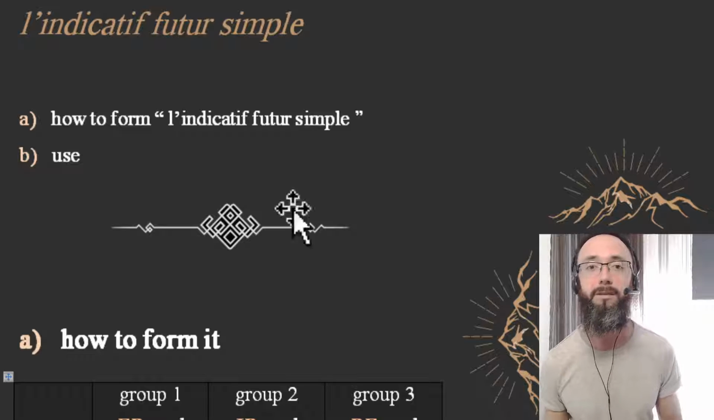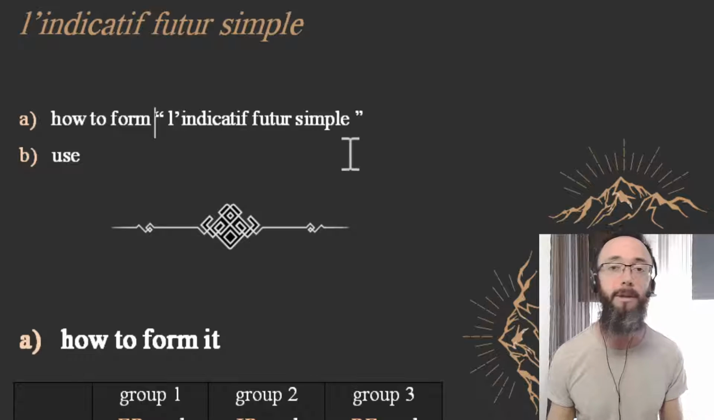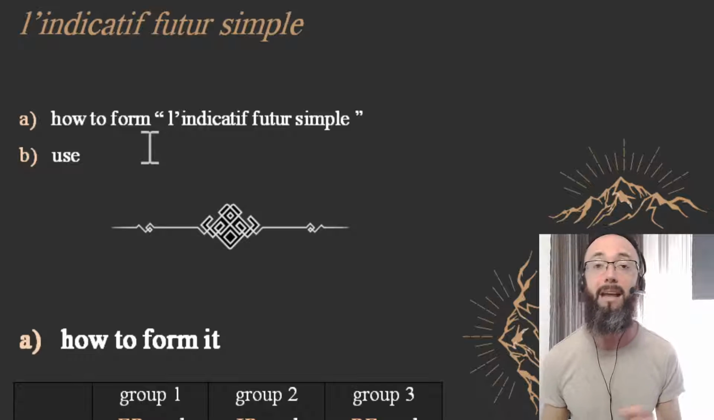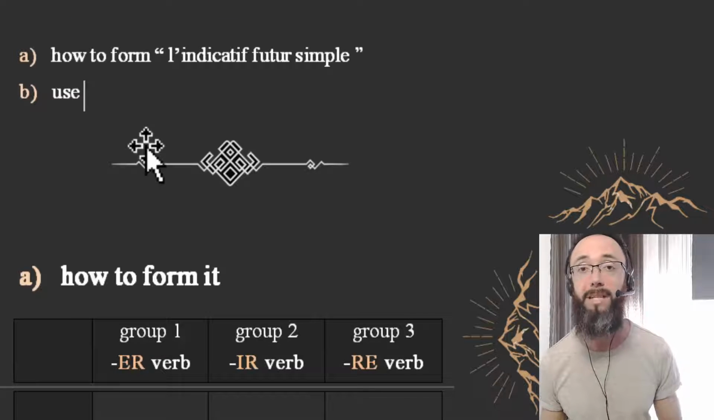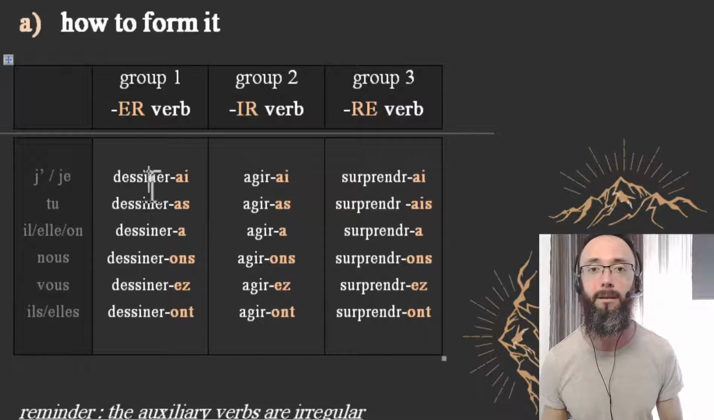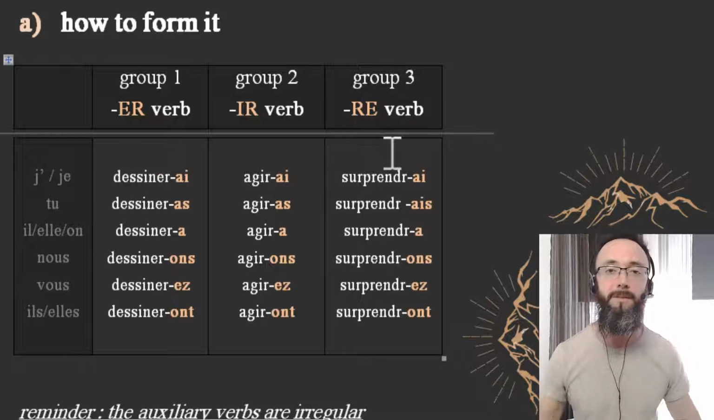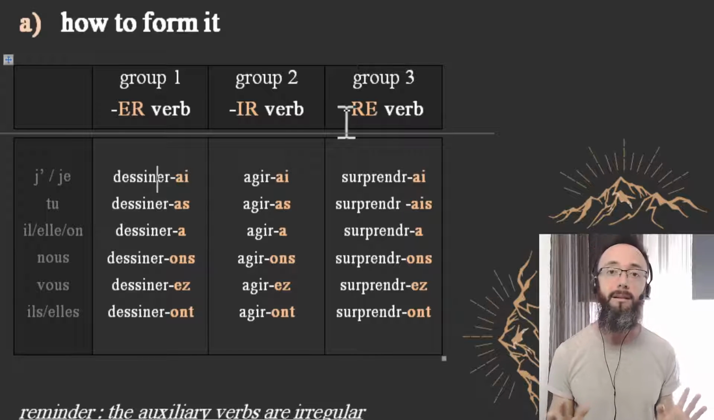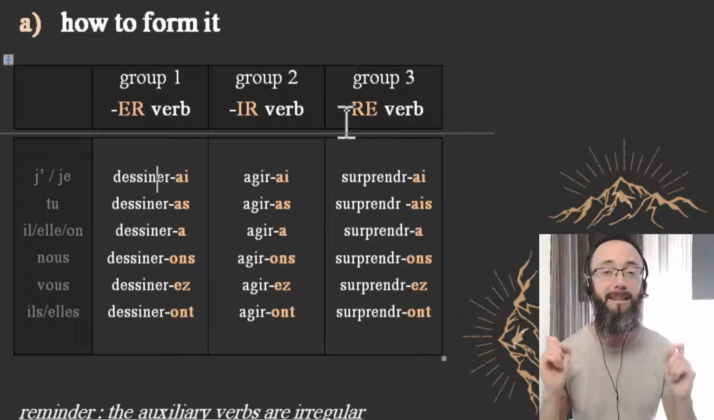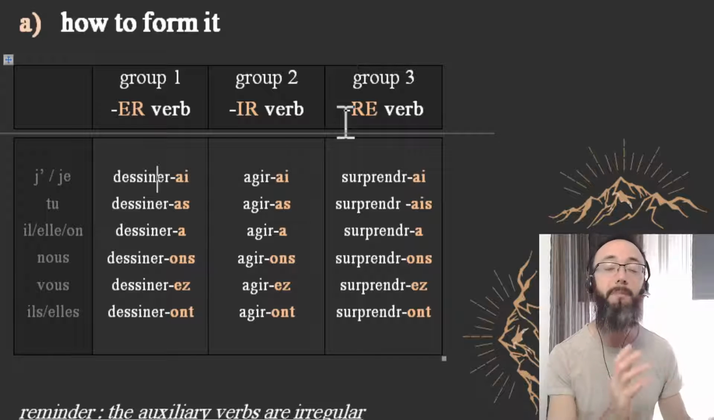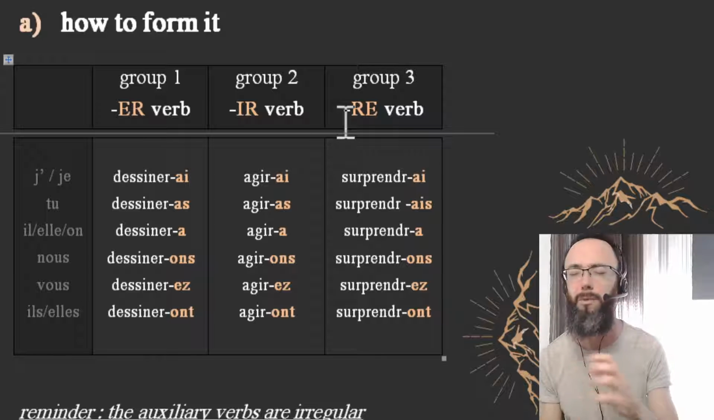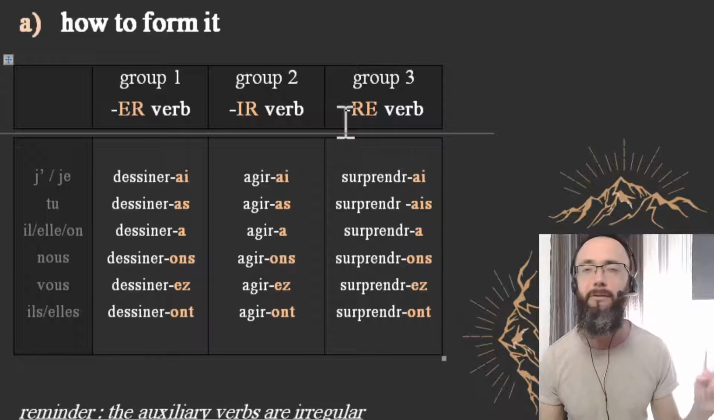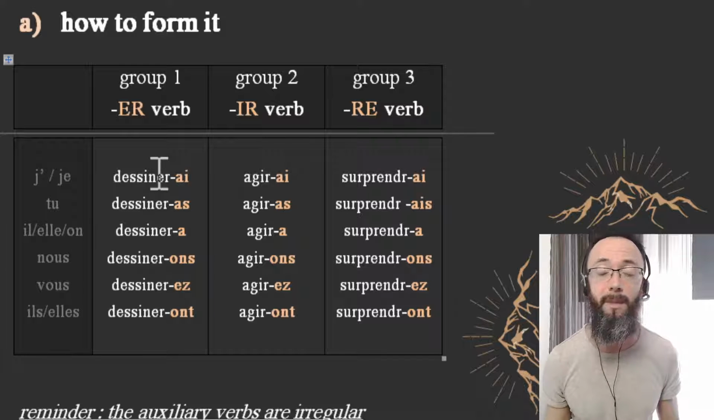Today, as you can see on screen, we're going to learn how to form the indicative future simple and how to use it. Point A, how to form it. We have three groups of verbs in French. You know that. ER verbs, IR verbs, RE verbs. And here, it's quite easy to form this tense as opposed to many other ones where you have to find out what the root of the verb is, what the stem of the verb is, etc.